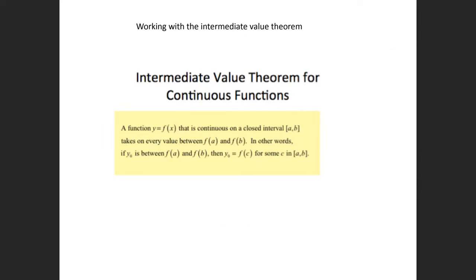All right, the last thing we're going to talk about today is called the intermediate value theorem for continuous functions. Let me give you the mathematical definition here. A function y is equal to f of x that is continuous on a closed interval a to b takes on every value between f of a and f of b. In other words, if y sub 0 is between f of a and f of b, then y sub 0 equals f of c for some c in a and b.